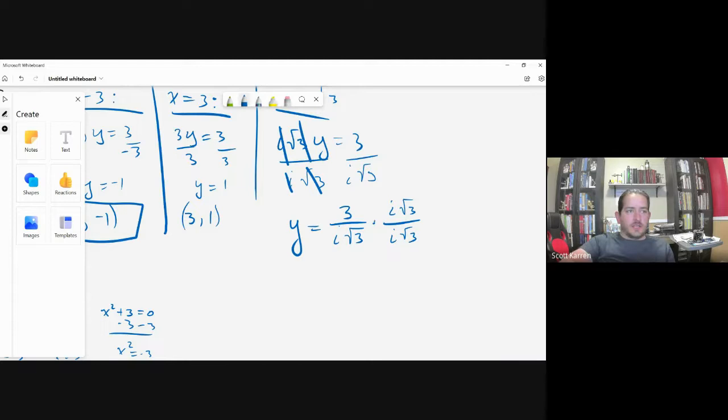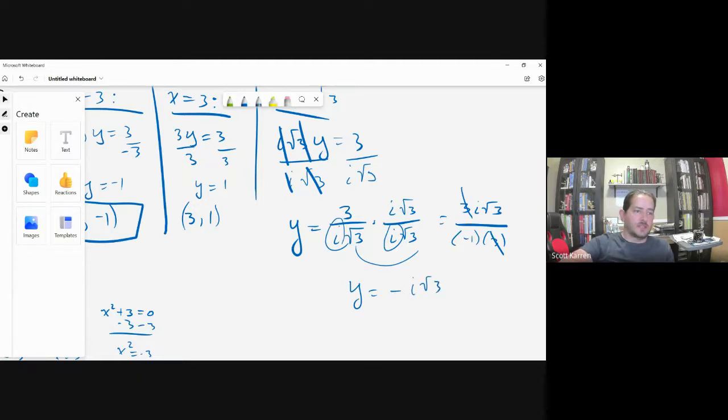Because if I do this, then the numerator becomes 3i√3. It's just those 3 things multiplied. And in the denominator, an i times an i is a -1, and then a √3 times a √3 is just 3. The 3's can just cancel out. The negative can come out front. And so this ends up being negative i√3, which is to say that when x was i√3, y was negative i√3. And that is my third solution, my first complex solution.